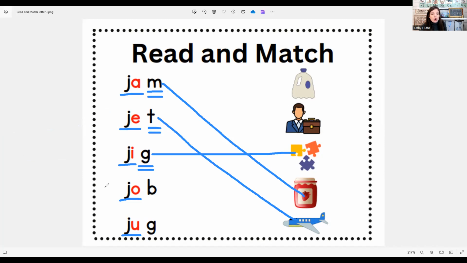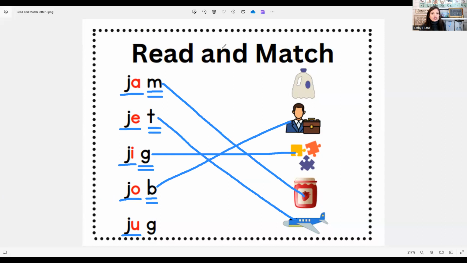Next, J-O. J, O, job, job. What's this word? Job. He is getting ready to go to his job.